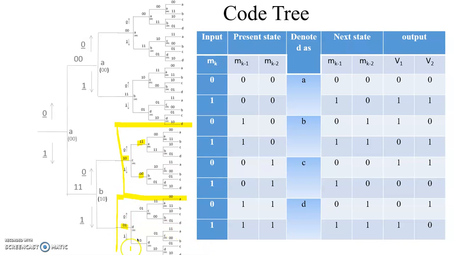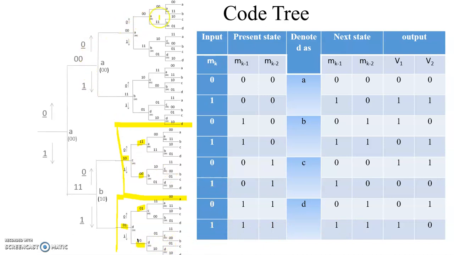Now see only this part. We are at state D. Input is 0. We are going to the next state 0 1 and the output is 0 1. We are at state D. Input is 1. We are going to the next state, that is 1 1, and the output is 1 0.